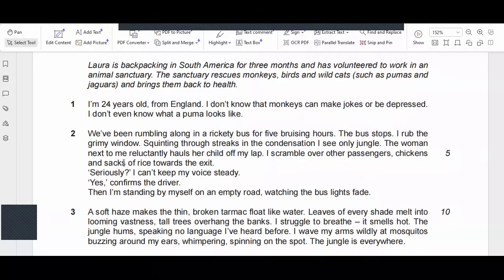The woman next to me reluctantly hauls her child off my lap. I scramble over other passengers, chickens, and sacks of rice towards the exit. "Seriously?" I can't keep my voice steady. "Yes," confirms the driver. Then I'm standing by myself on an empty road, watching the bus lights fade.